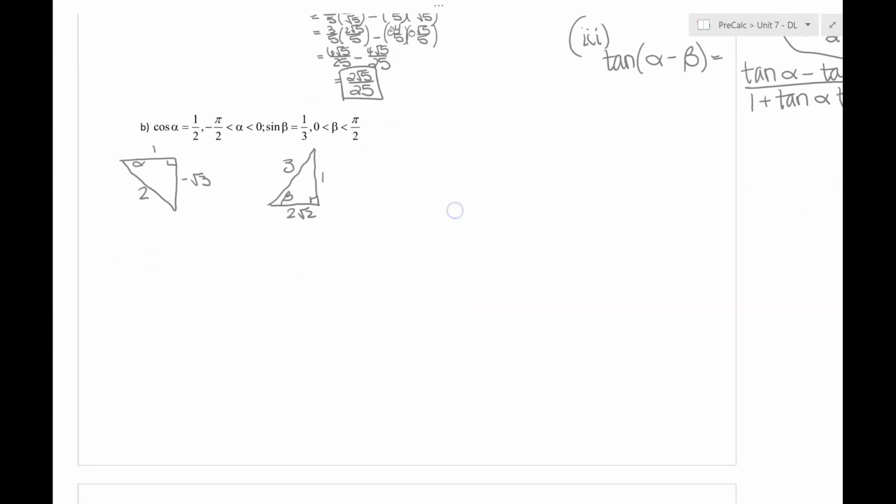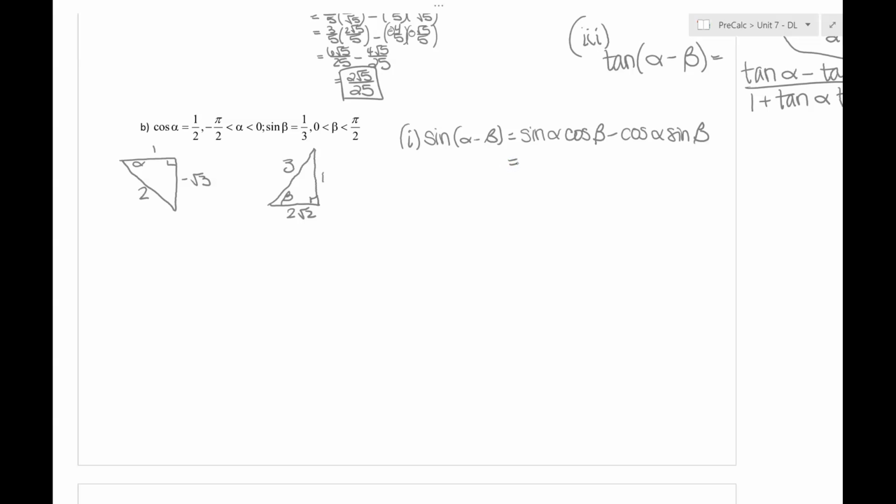Number 1 is the difference formula for sine. So we get sine of alpha minus beta, which is sine of alpha, cosine of beta, same sign, so minus cosine alpha, sine beta.